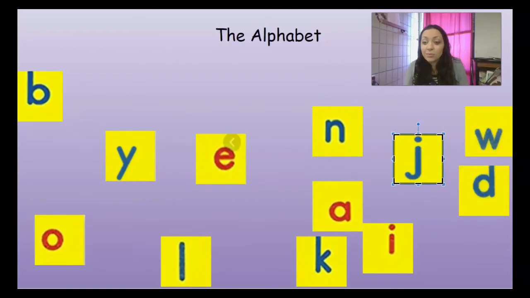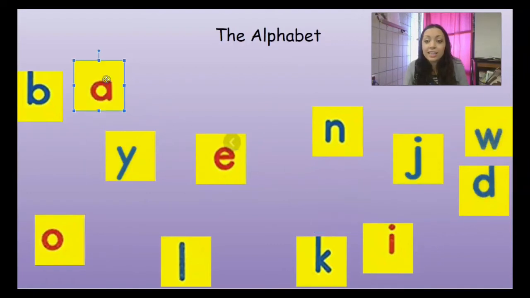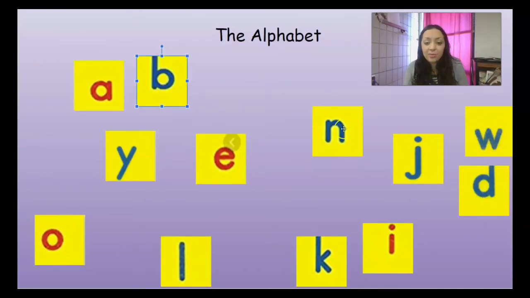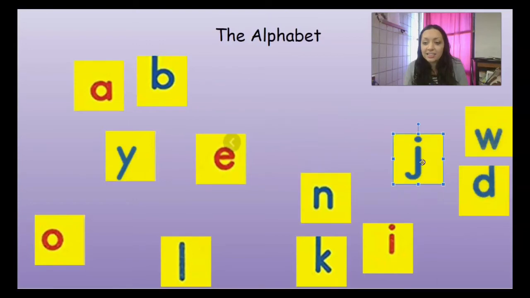All right, so let's work on alphabetizing these letters. Are you ready? So we know that we start in ABC order. We always start with our initial letter, which is A. So do we see the letter A? Yes, so we're going to put the A first. And then what letter is after A? B, very good. So we would put B after A. What letter comes next? C.